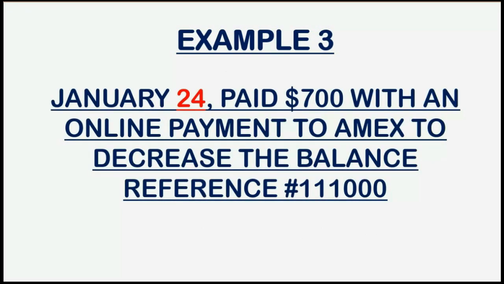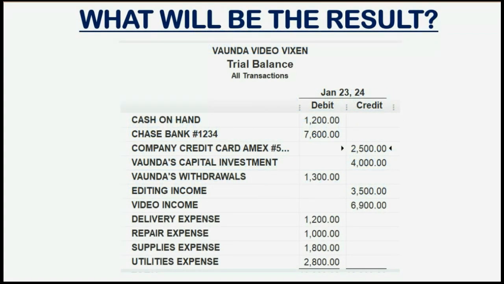Let's imagine on January 24th, we paid $700 with an online payment to American Express, specifically to decrease the balance of this credit card. So if that's the case, and we pay $700 to pay down the card, what will be the result? Well, we are paying from the company bank account, so the company bank account will decrease by $700 and become $6,900. And because we're paying it to decrease the company credit card, the balance of the credit card will also decrease by $700 and become $1,800.